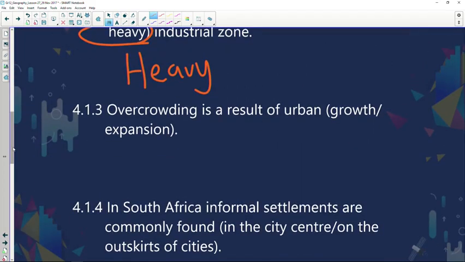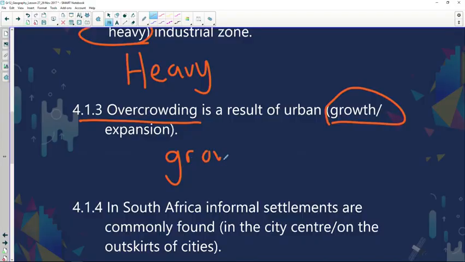Another problem that we experience, overcrowding, is a result of urban growth or expansion. It's urban growth. It's the amount of people in the urban area. Urban expansion is the physical urban area growing. Now keep that in mind. Don't get confused between the two of them. So overcrowding is a result of urban growth. It's the amount of people that comes to the urban area to live and work in a city. So growth is the correct answer over there.